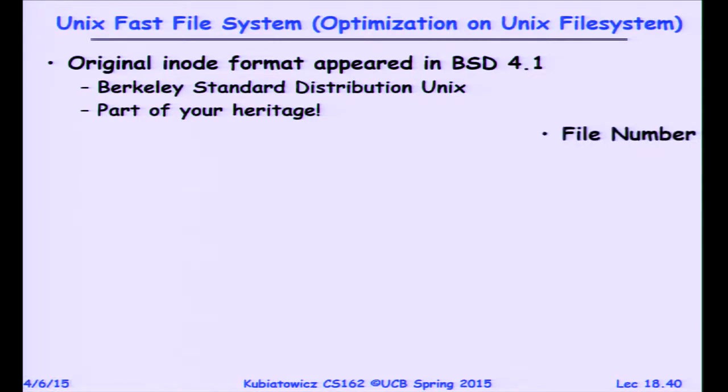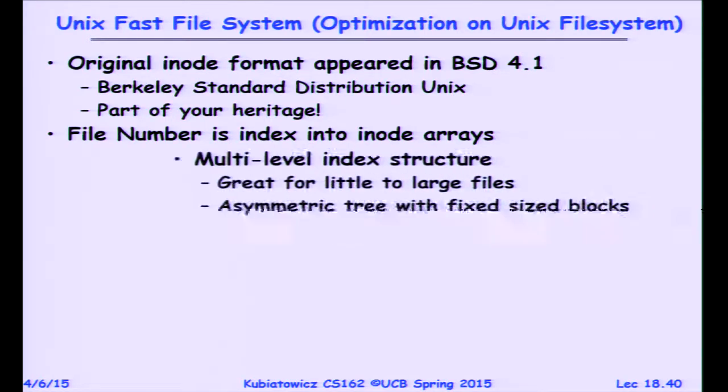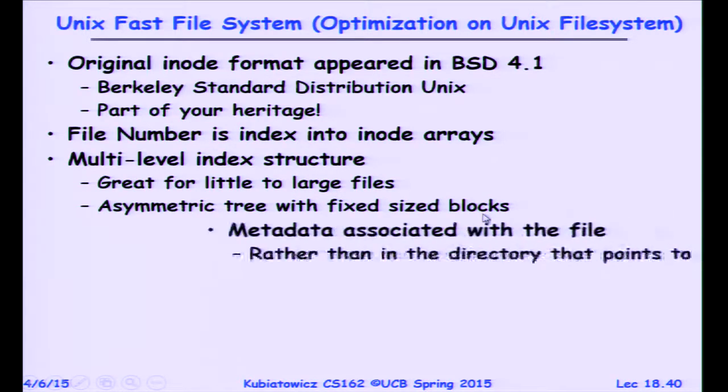Go Bears. In this particular system, basically the file number is an index into an inode array, as we mentioned. This is a multi-level index structure. I'm going to show you this in a moment. Unlike the FAT file system where there was a single linked list, this one has multiple levels to it, and there's good reasons for that. It's great for both little and large files. That's kind of where it was targeted, and it's an asymmetric tree of blocks.